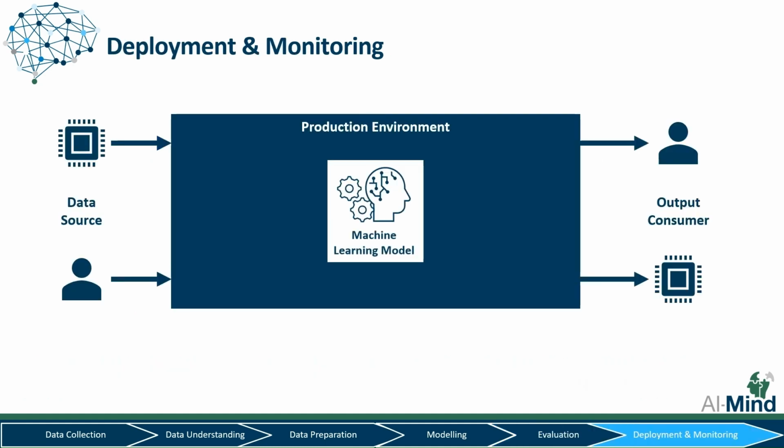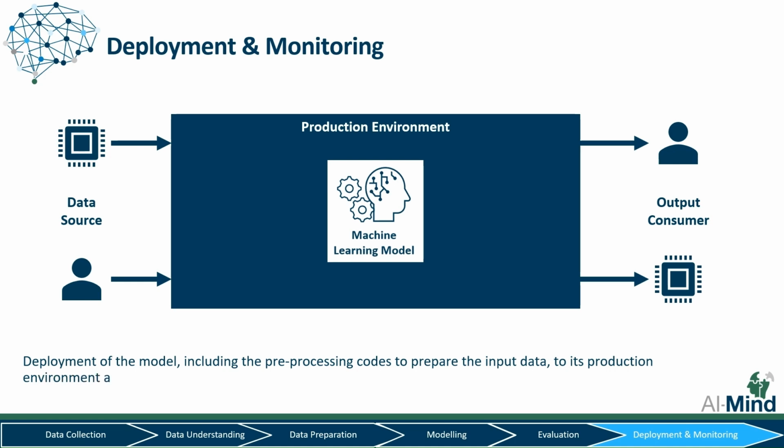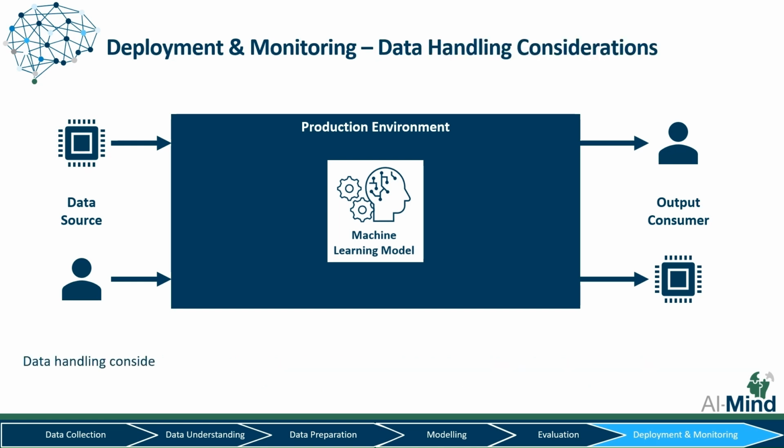Deployment and monitoring. Deployment of the model, including the pre-processing codes to prepare the input data to its production environment, and subsequent monitoring of the performance of the model is carried out during its operation. Data handling consideration in this stage include issuing deployment plan, as well as issuing monitoring and maintenance plans.